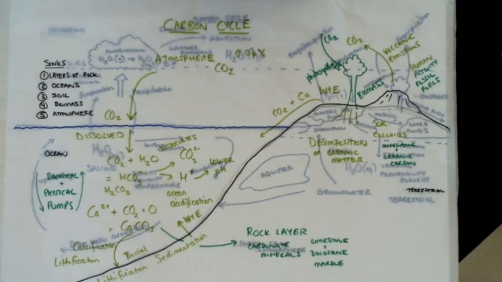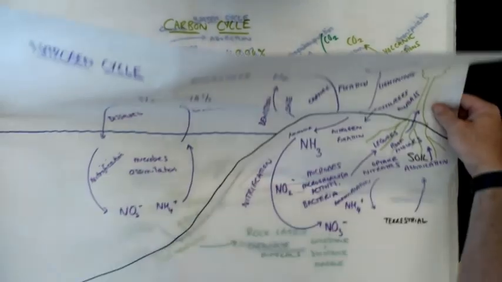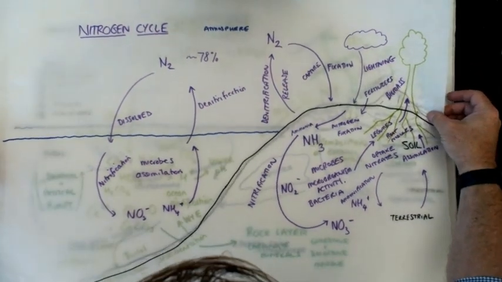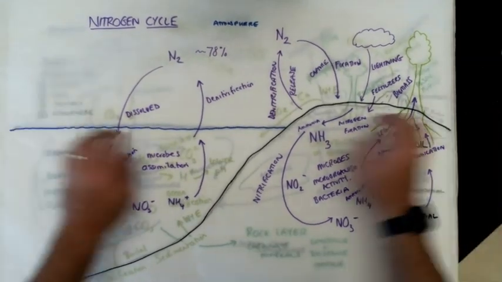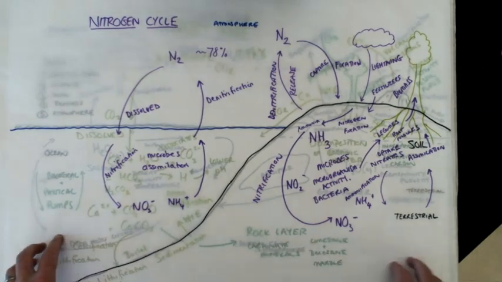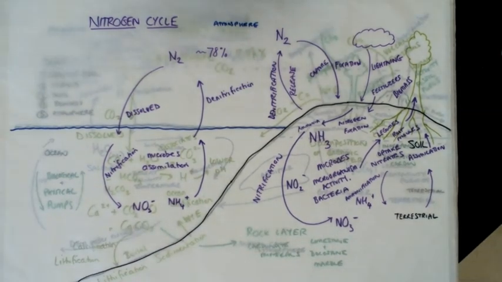Then we got the nitrogen cycle in purple, which again includes the atmosphere, the oceans, the terrestrial components with the rock layers, the soil, the bacteria, and looking at the biomass and how these components connect in the nitrogen cycle, and again laying it over the previous carbon and water cycles on that foundation.